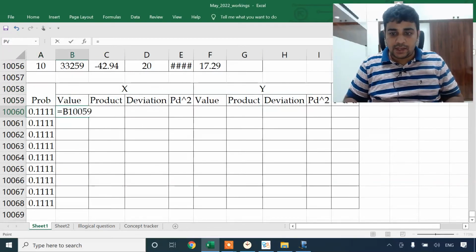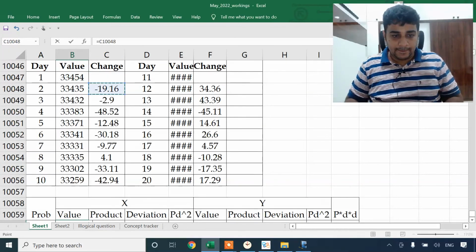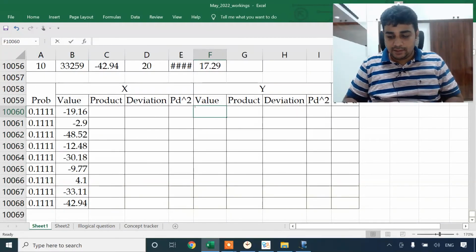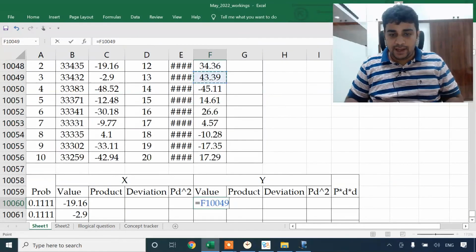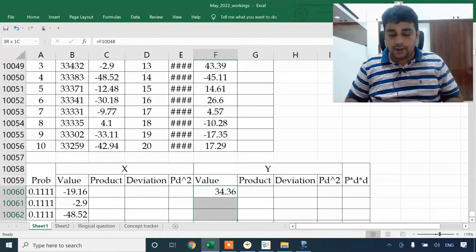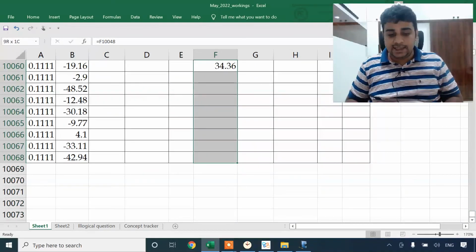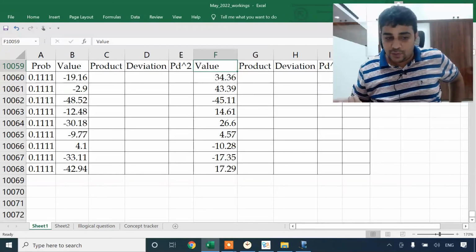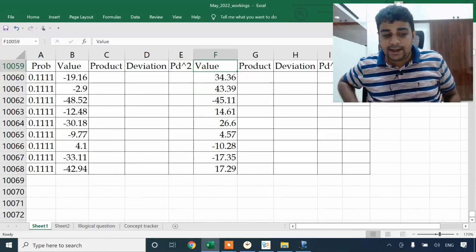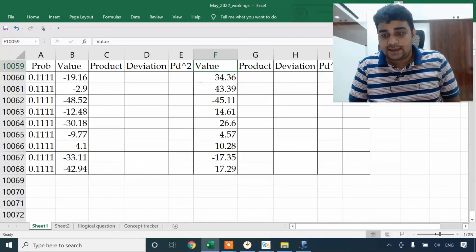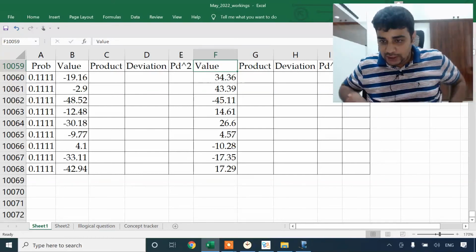The values are given here. This is the value of x, value of y, and we are required to find a correlation coefficient between these. Is there any linkage, that when the market is going up, is it going up here? When the market is going down, is it going down here? Do we see any kind of linkage? If we see a linkage, then it is technically an inefficient market.